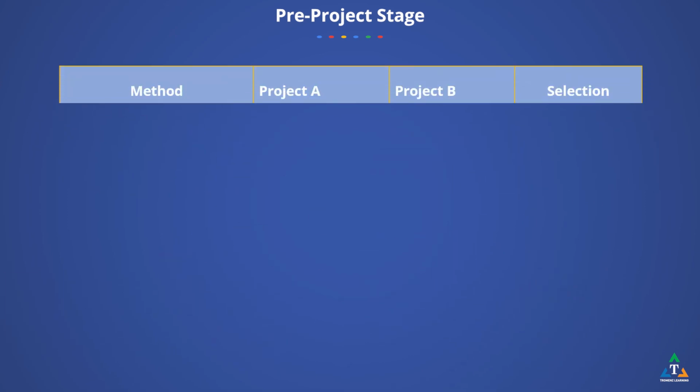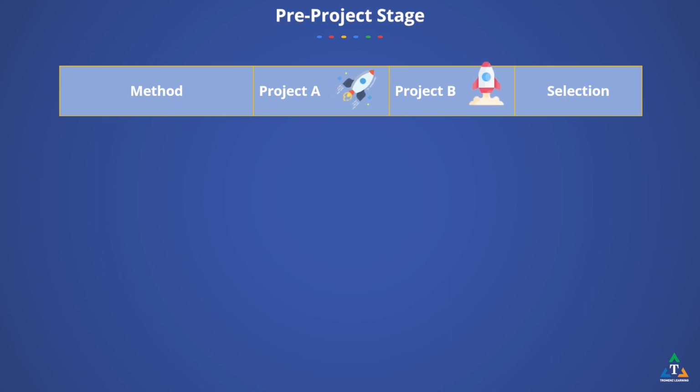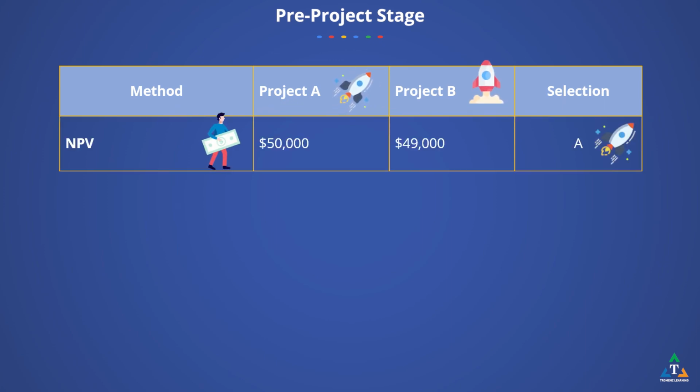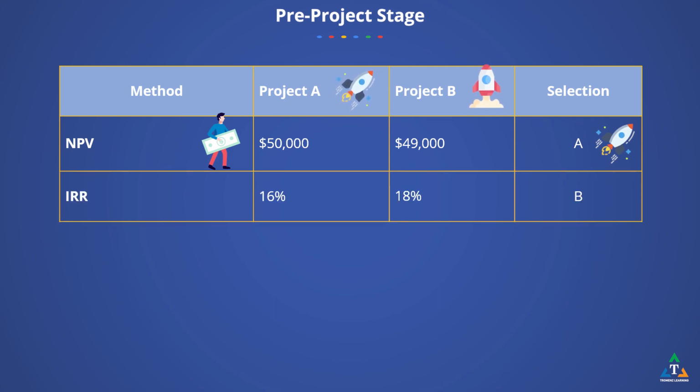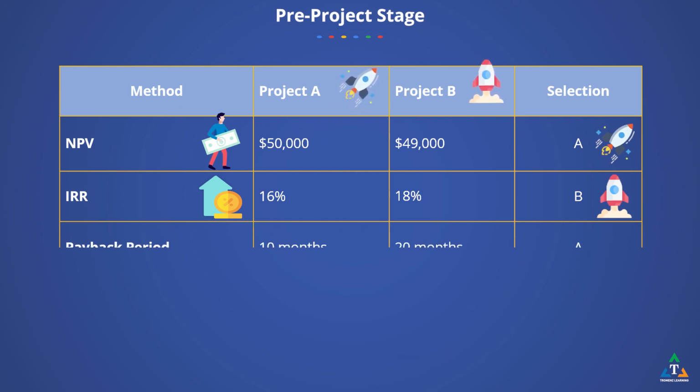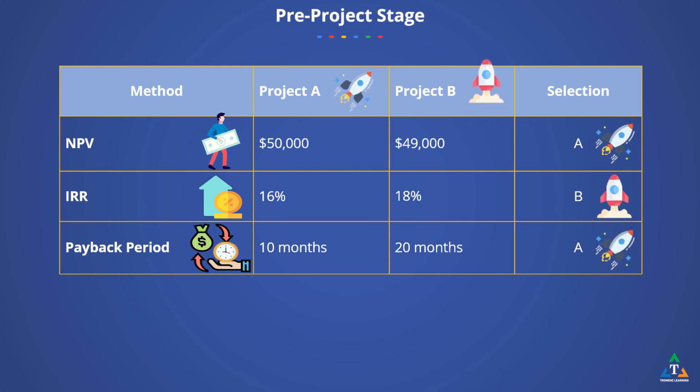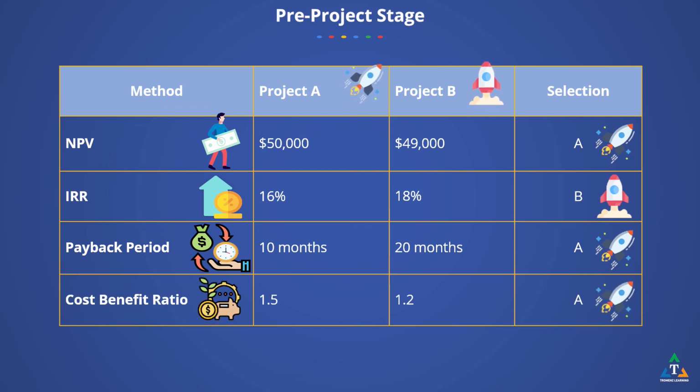This table lists some examples of the factors to consider while selecting a project. The net present value of Project A is higher than Project B, therefore, Project A is more profitable. Project B provides a higher internal rate of return than Project A, therefore, Project B is the best value project. Project A has a shorter payback period than Project B, therefore, Project A will recapture the investment and begin making profits sooner than Project B. Project A has a higher cost-benefit ratio than Project B, therefore, Project A is more profitable.